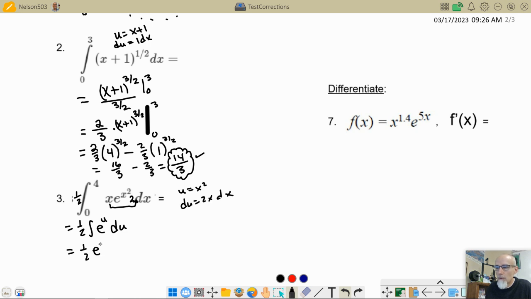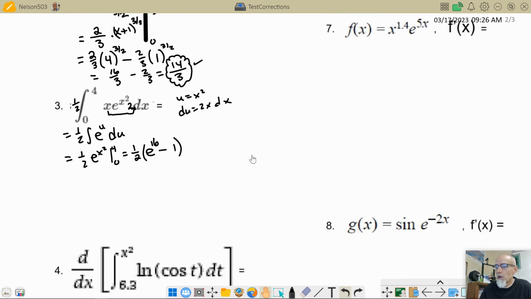The antiderivative of e to the u is just e to the u. So I'm going to put down e to the u, but substitute back in what my u was. My u is x squared, so I get that. And then I'm going to evaluate it from 0 to 4. Okay, so what do we get there? We get 1/2 times e to the 16th power minus, when I stick 0 in there, I get a 1, because anything to the 0 power is 1. So I think that's probably a good way of writing the final answer.